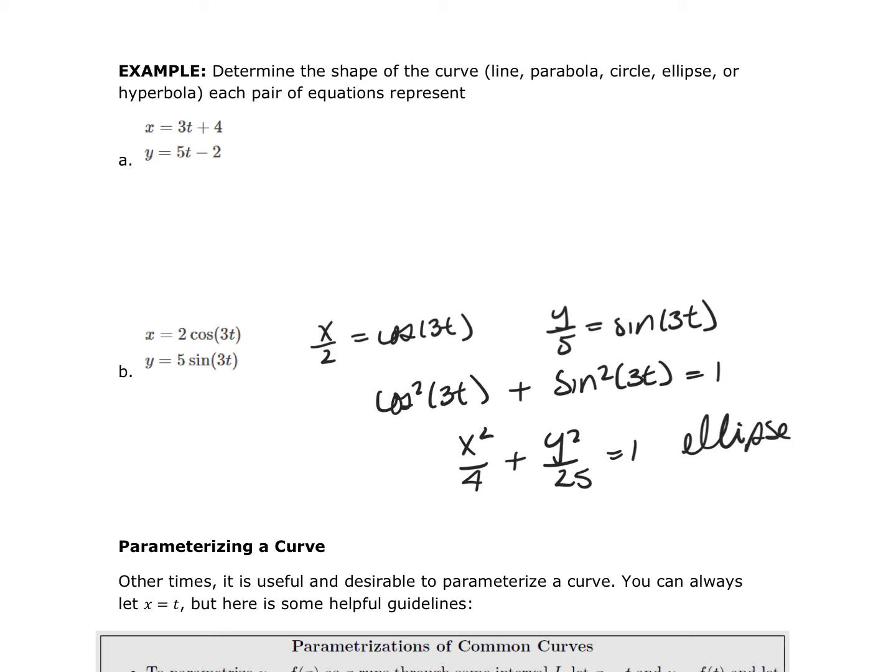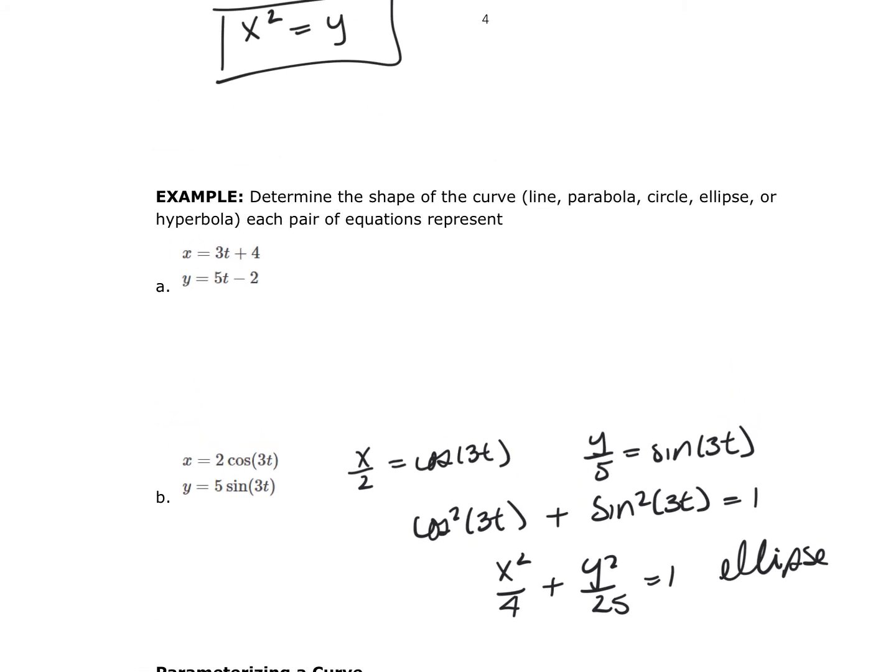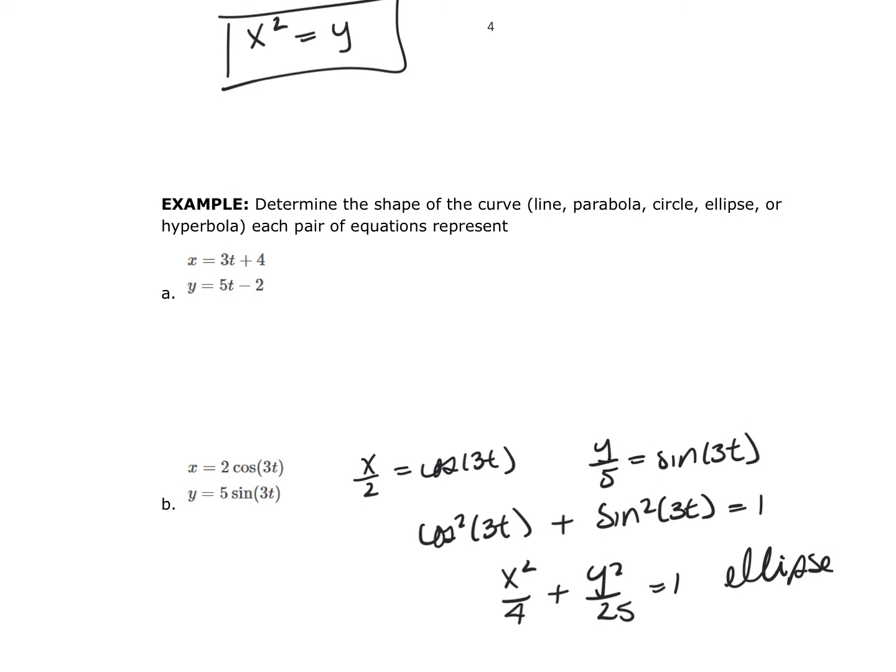So what about the other one? Well, let's go ahead and do the other one. I haven't done one like this one before. So doesn't matter. Let's just solve for t for the first one. And so I have x minus 4 divided by 3 is equal to t. Plugging that into my other equation, I have y is equal to 5 times x minus 4 divided by 3 minus 2. Oh, that's an equation of a line. It's not a nice one, but it is definitely an equation of a line. So this is linear.